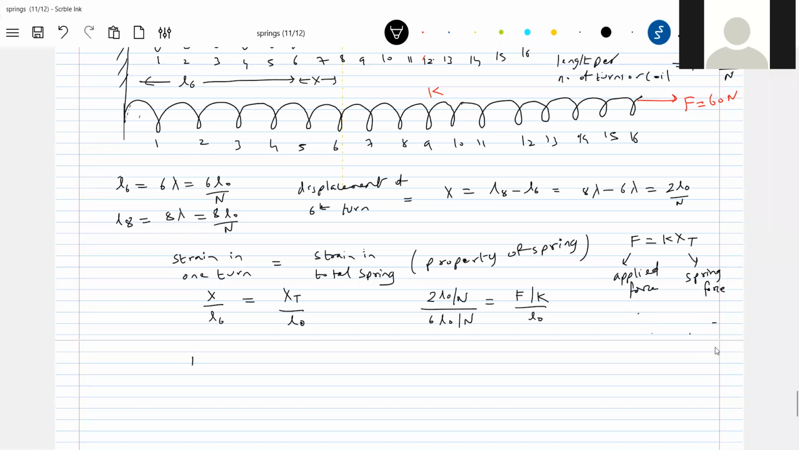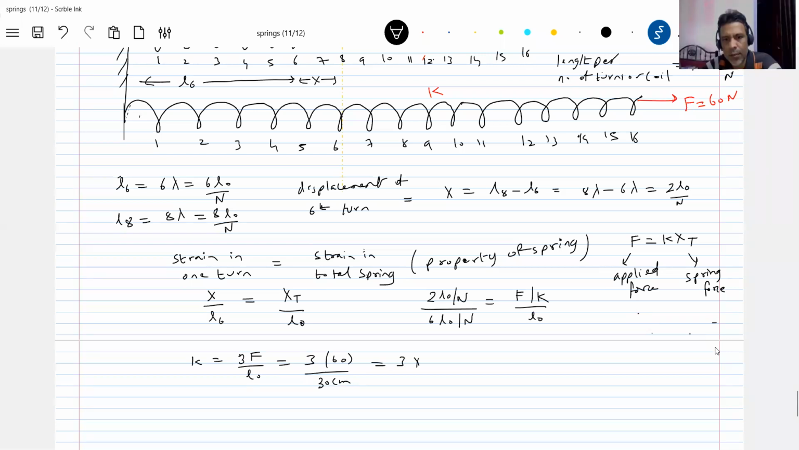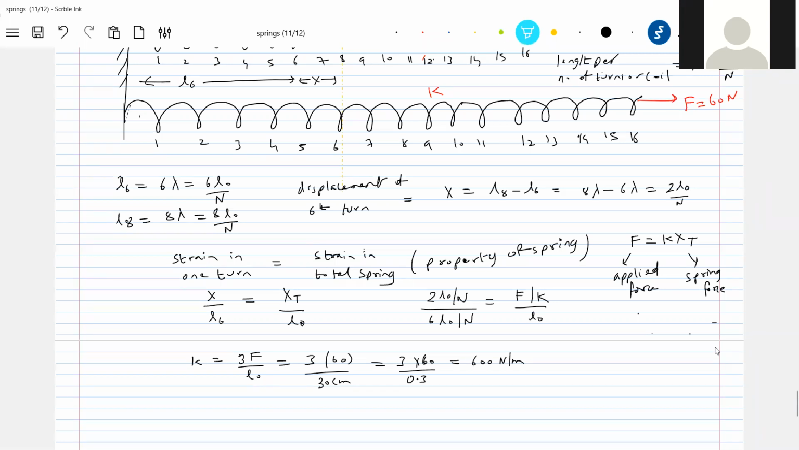So k should be equal to 3f by L naught. So 3 into, what is the value of f? 60. What is L naught? L naught is 30 centimeter. 30 centimeter, or 3 into 60 by 0.3 meter. So this should be 600 Newton per meter. Okay, fine. This should be our answer.